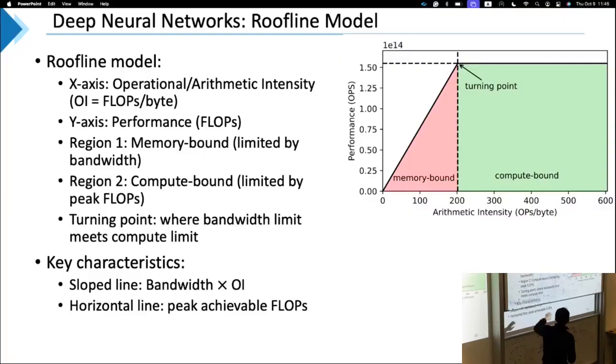And how to draw this line? Basically, we just need to draw two lines. The first line is this slope line. And this slope line is determined by the bandwidth of your computer system.